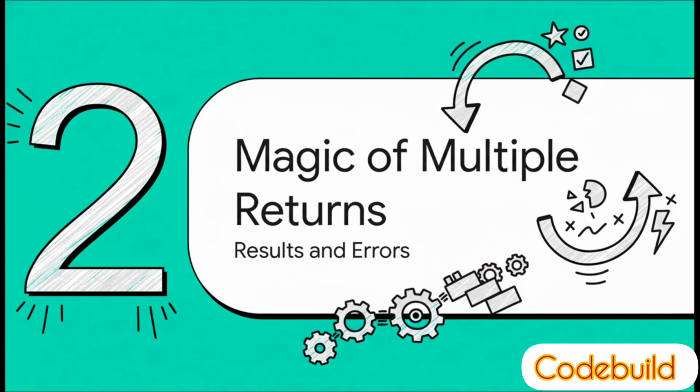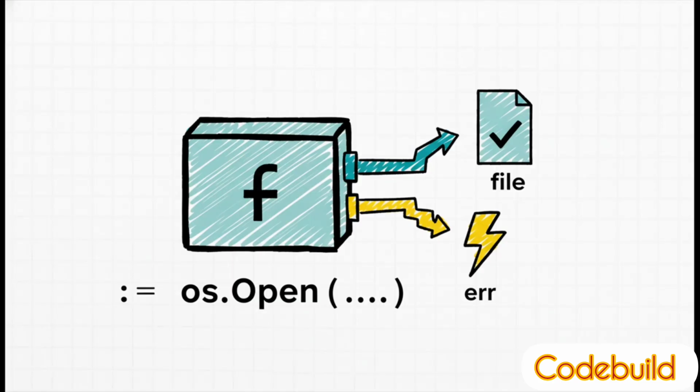So let's dig into that a little more. The ability to return multiple values isn't just a cool party trick. It is absolutely central to Go's entire philosophy on how to handle outcomes and especially how to handle errors. And this leads us to maybe the most common pattern you'll see in, well, pretty much any Go code base out there, a function that returns both a result and an error.